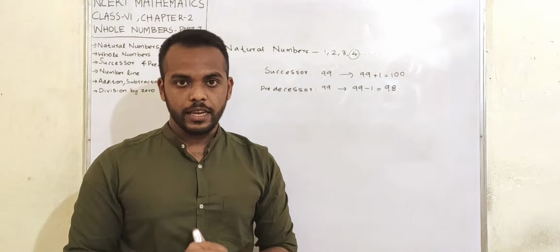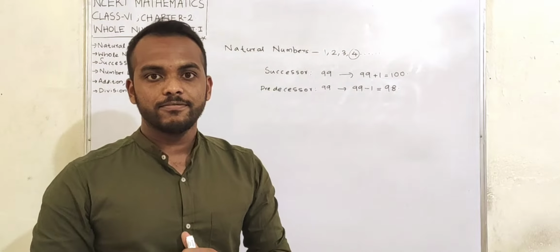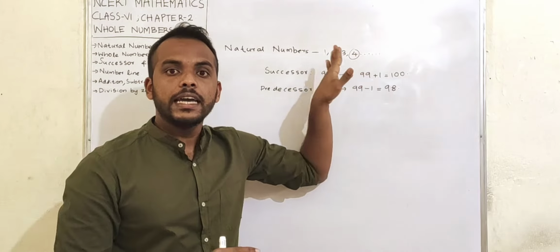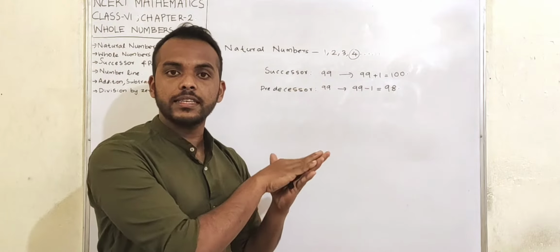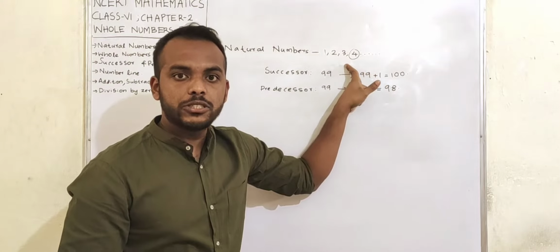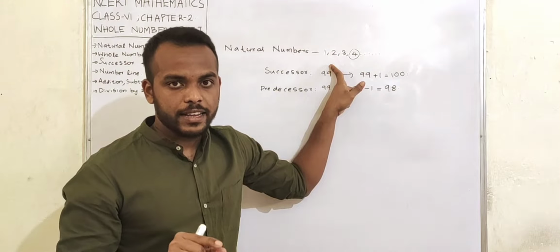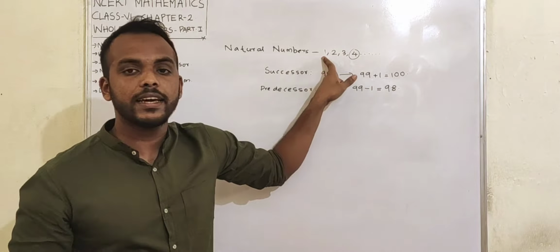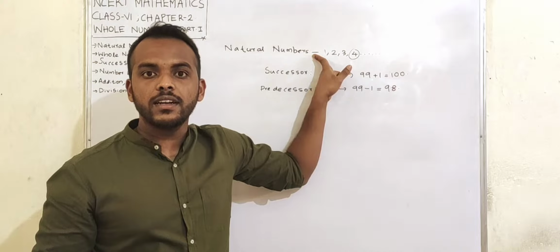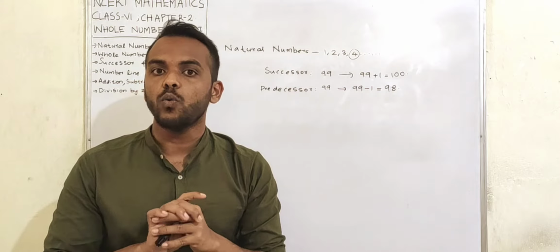Now, my second question is, does every natural number have a predecessor? That is, if you take any natural number, can you find a number before it? For example, if you take 4, of course 4 has a predecessor. Who is that? 3. Now, is this statement true for all the numbers? Exactly no. Why? Because there is no predecessor for 1. In natural numbers, we don't have a predecessor for the number 1.